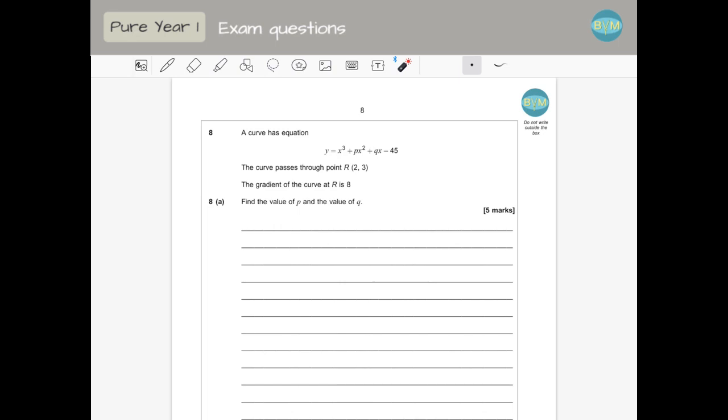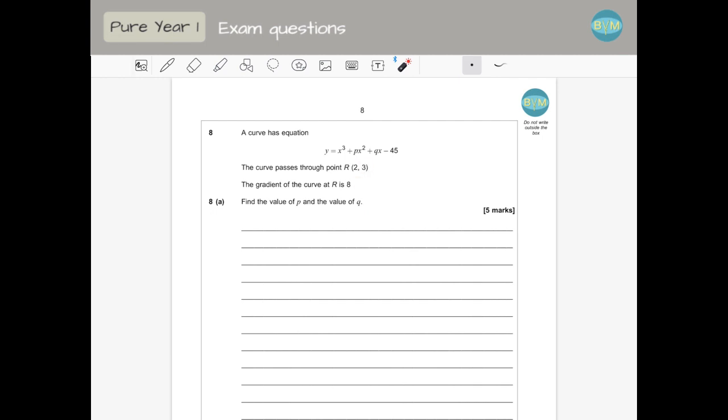Hello, this is question 8 on your June 2019 paper 2 from AQA, and you have this curve whose equation is cubic. The curve passes through point R (2, 3). The gradient of the curve at R is 8, and we have to find p and q. So we have to find two constants, and we have two pieces of information.